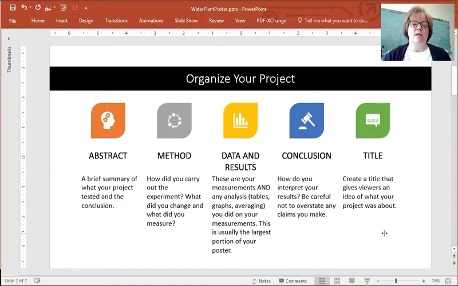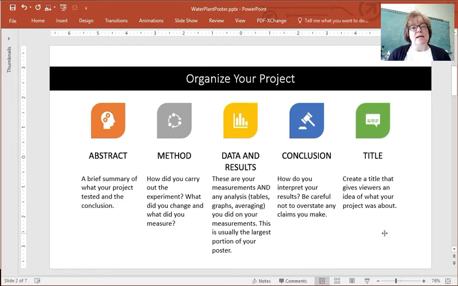Okay. So I want to think about the things that I want to convey to the people who are looking at my project. I'm going to start with something called an abstract. And an abstract is basically a summary. What did you do? So can you summarize it in a few sentences? What did you set out to do? What were you studying? And what were your results, very briefly?